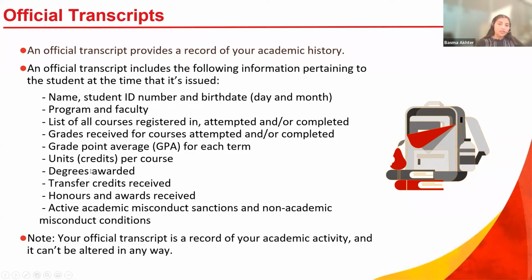If you've completed your degree, it's going to show the degree or credential that you have been awarded, the transfer credits that you have received, honors and awards, and any active academic misconduct sanctions or non-academic misconduct conditions. Your transcript cannot be altered in any way, so make sure to keep that in mind.